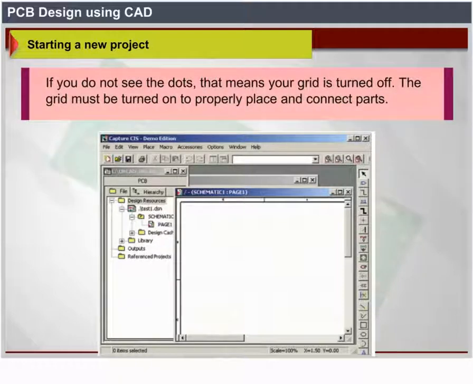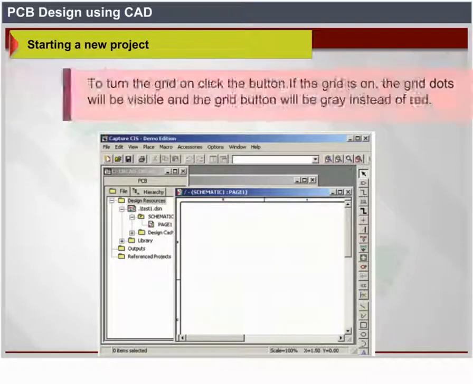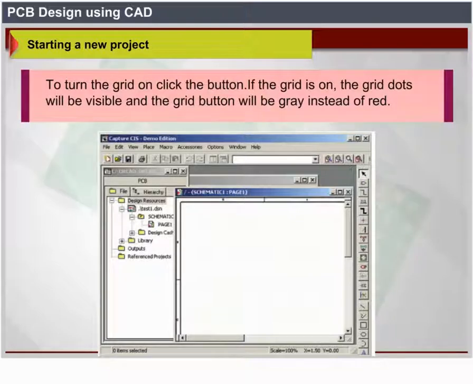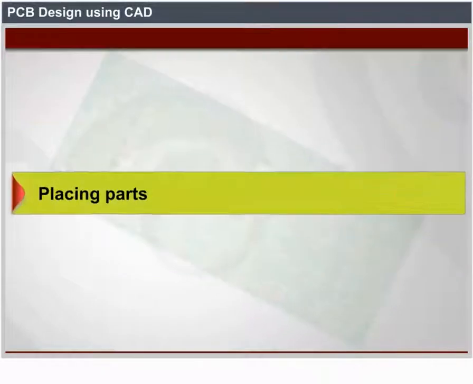If you do not see the dots, that means your grid is turned off. The grid must be turned on to properly place and connect the parts. To turn the grid on, click the button. If the grid is on, the grid dots will be visible and the grid button will be gray instead of red.